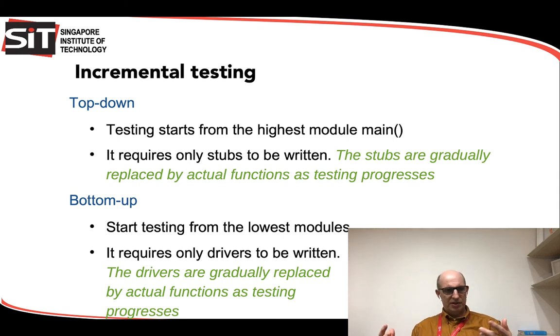Bottom-up testing is the opposite, where you start with the smallest modules, which you've designed in your software design process, and you create a module and test it. You test it by having a test function. You exercise that function in a piece of test code, and when you know that that function works well, then you plug it into a function that calls it, and you progress up the tree.